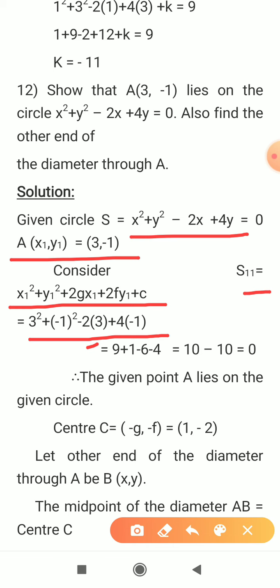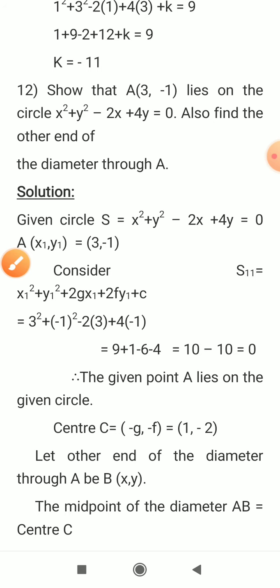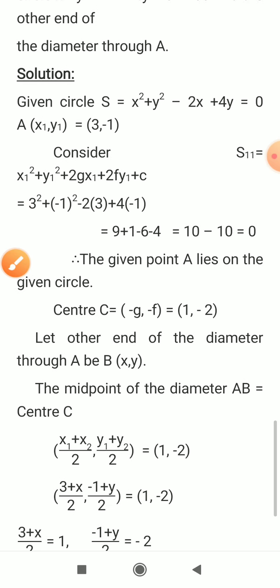There is no constant c. So that is equal to 3 square is 9, minus 1 whole square is 1, minus 2 into 3 minus 6, 4 into minus 1 is minus 4. This is equal to 9 plus 1 is 10, minus 6 minus 4 is minus 10. 10 minus 10 is 0. Like that we have S11 is equal to 0. Therefore, the given point A lies on the circle. This is the first part.